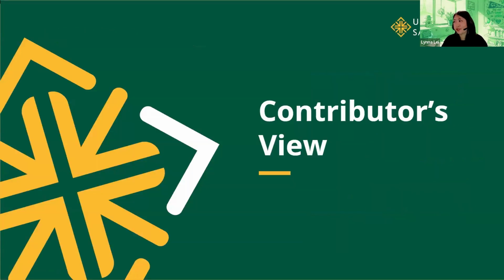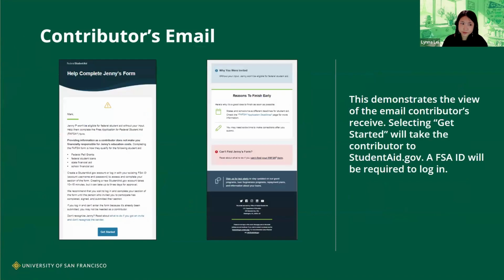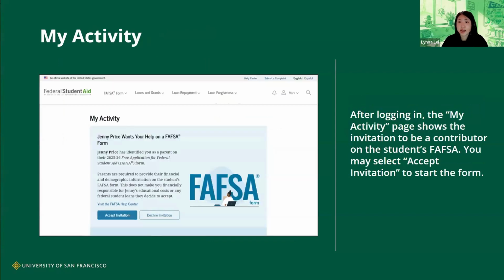Okay, now on to the contributor's view. This is what you will see if you receive a contributor invite. This is what you'll see in your email. You should receive an invite through your email, but if you are unable to, or if you do not find that email, you can log in to your student aid account and then go to the activities page. That will also show an invitation to complete your portion of the FAFSA.